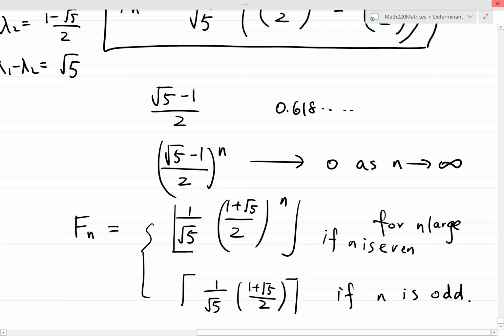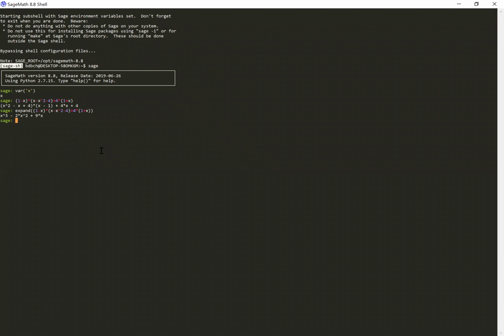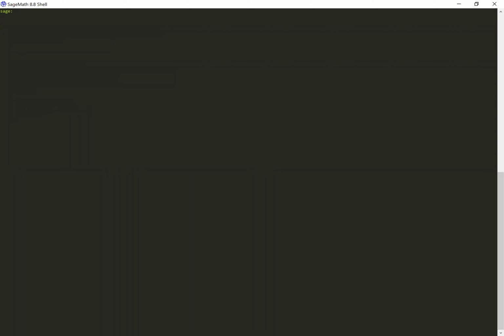So for instance, let's just check our answer a little bit. Play around with the algebra package. Let's see what happens if we use seed.